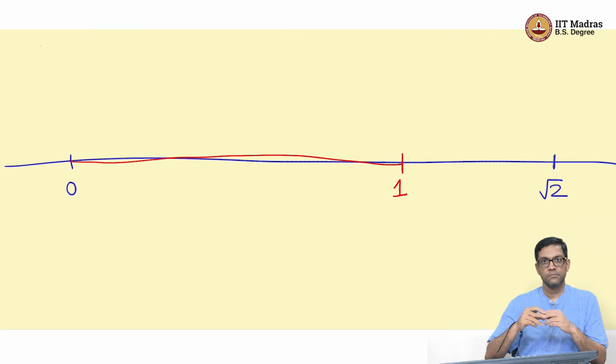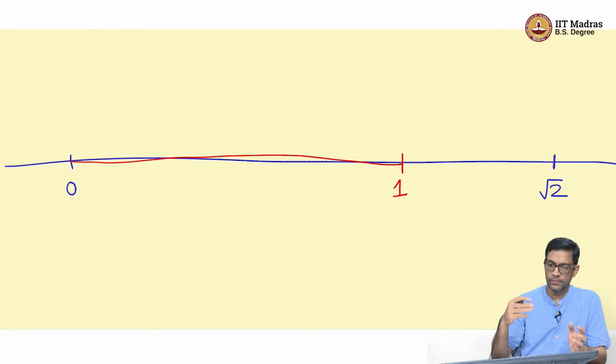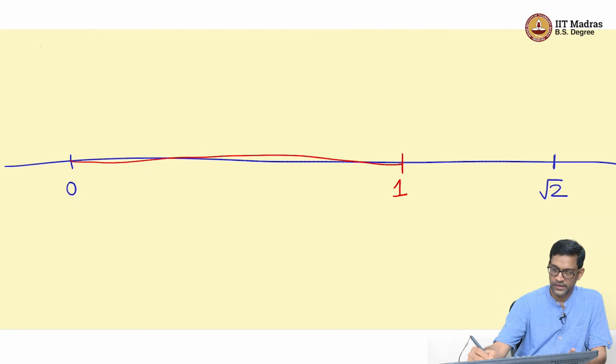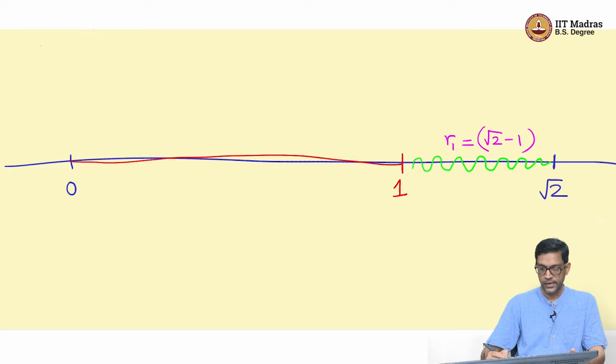Well, what happens? Well, when I place this ruler on top of this rope, I can only place it once and I am left with some remainder, right. So, this little bit of rope is left over, and how much is this? Well, this is exactly, so let us call this remainder the first remainder R1, which is square root 2 minus 1.